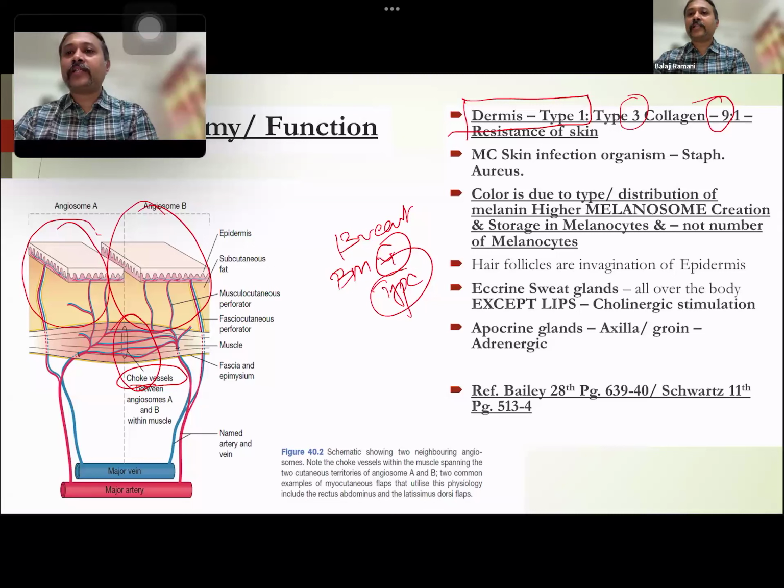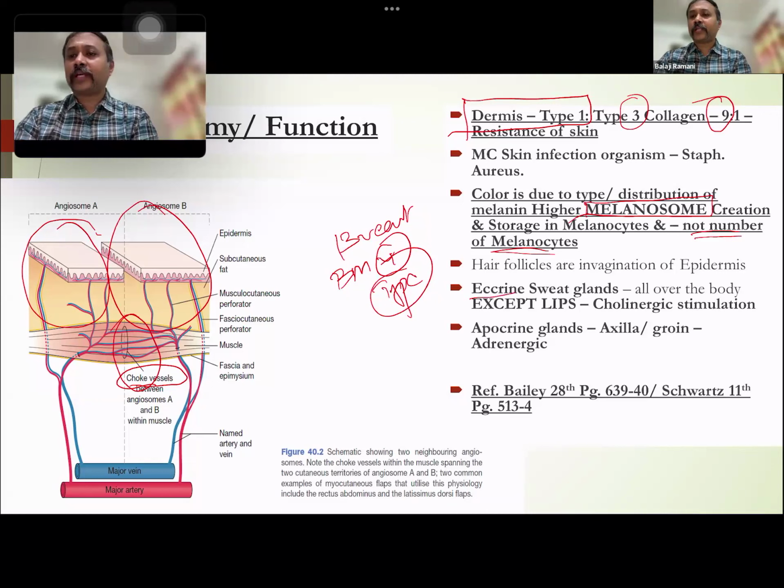The color again is due to the distribution of melanosomes. It is not the number of melanocytes. Okay, the type of melanin and also the higher melanosome creation that will happen in the melanocytes is responsible. It's not the actual number of melanocytes that is responsible for the color.